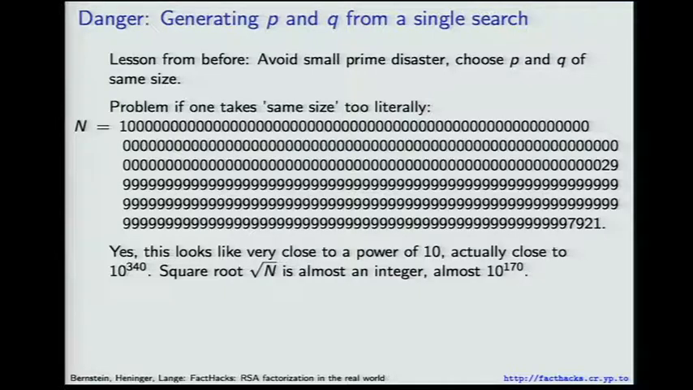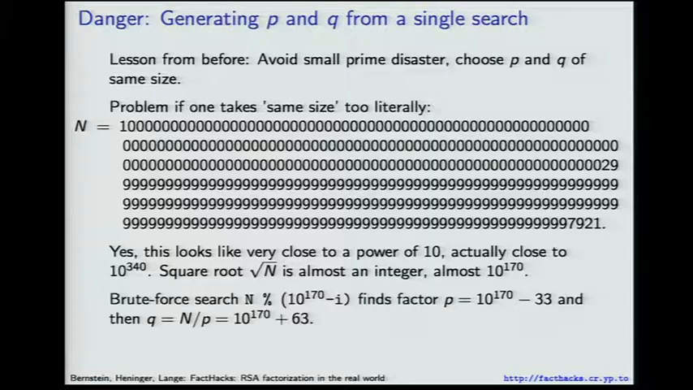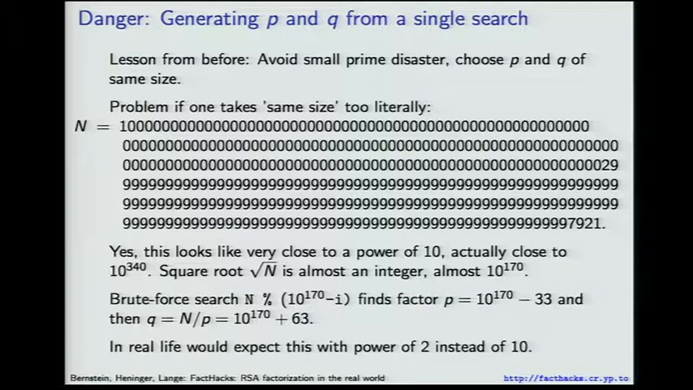So this example was cooked up by taking two primes, namely 10 to the 170 minus 33 and 10 to the 170 plus 63, and multiplying them. So if you see lots of zeros and lots of nines, then you know that you're very close to a certain power. Now, in real life, this wouldn't be a power of 10, it would be a power of 2. And there actually are some examples.